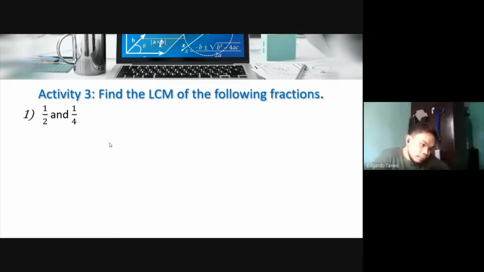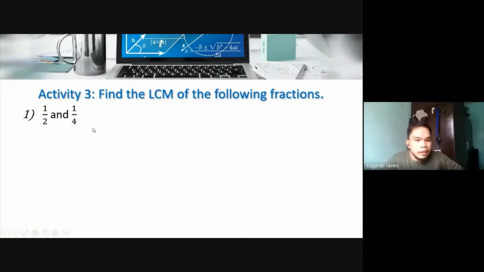Mirasol: 8. Other answer, please. 1/2. Aside from 1/2, 2. Other answer. 4 and 2. Other answer. Okay, 4. The answer is 4.